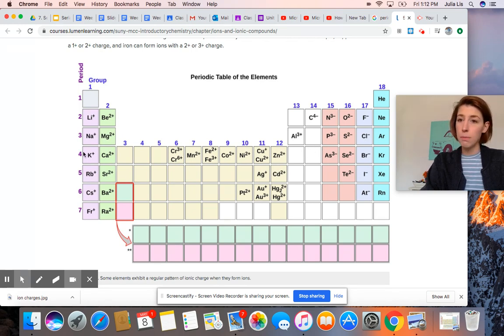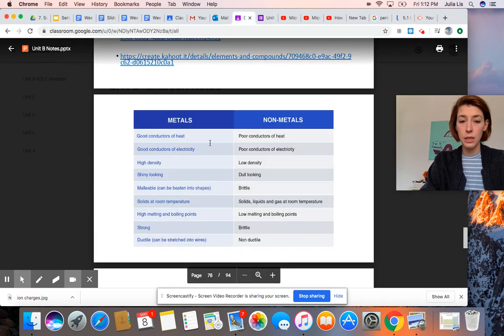All these guys are metals. They're all going to want to lose electrons. They're all solid at room temperature. They're all good conductors of electricity. And then your nonmetals are everything above the staircase to your right. They all want to gain electrons. They're mostly gases at room temperature. They are not good conductors of heat or electricity. They're very brittle. Again, they're almost always gases. So those are some important things to note.